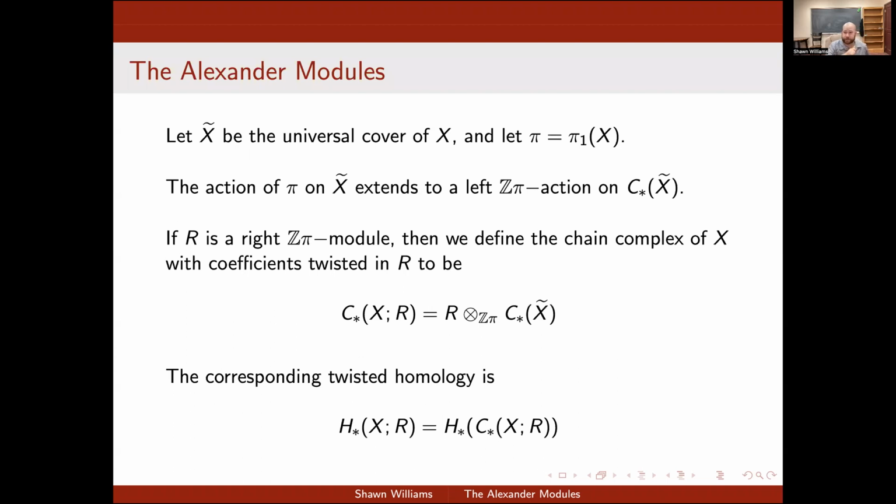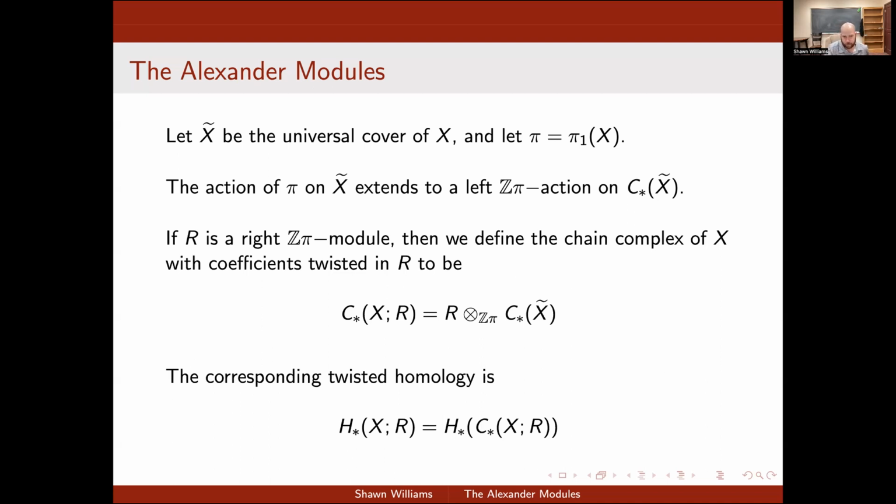So if I tensor on the left over Z[pi] with R, what I end up getting is what we call the twisted chain complex for X. We denote this by C_*(X; R), so these are coefficients twisted in R. If I take the homology of this chain complex, I get what we call the twisted homology of X with coefficients twisted in R.